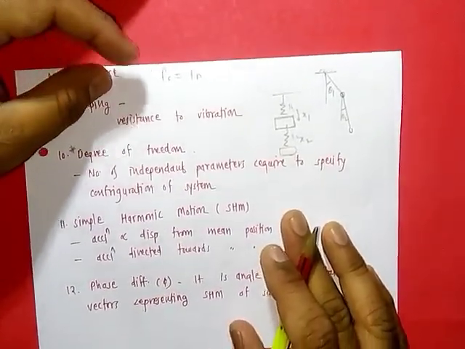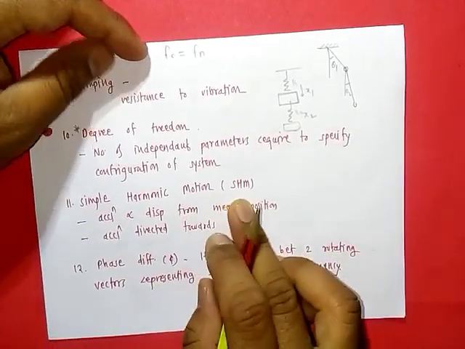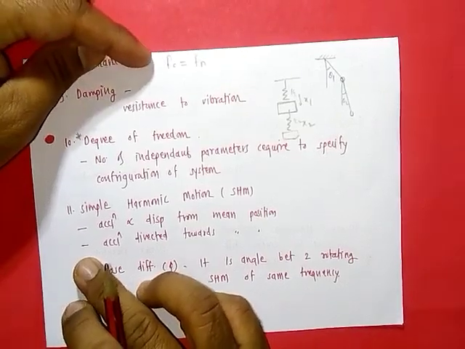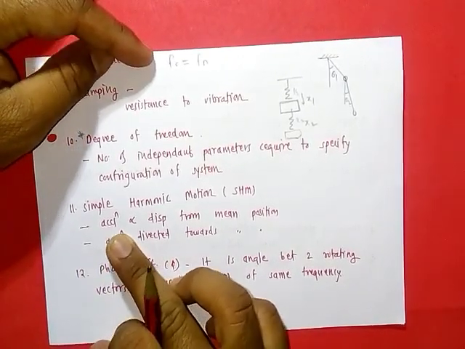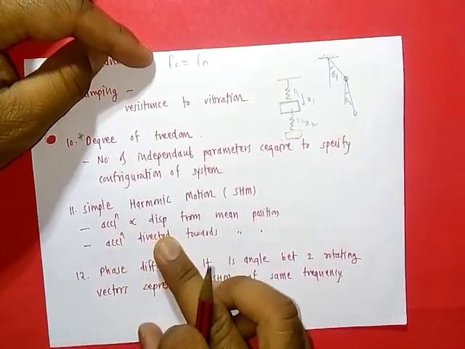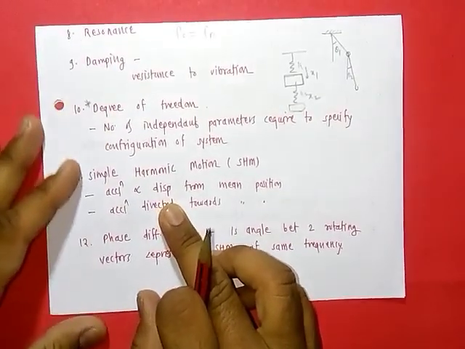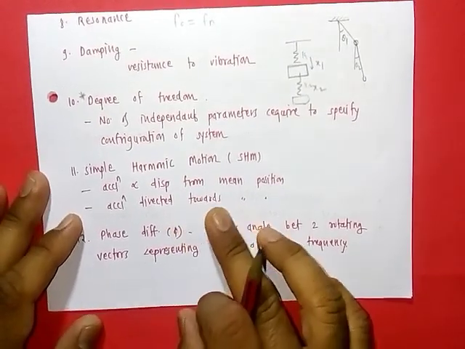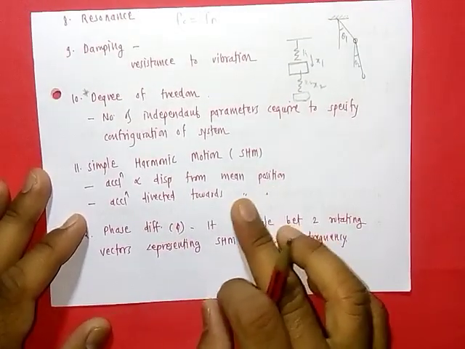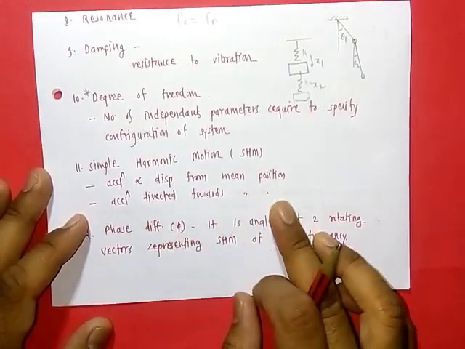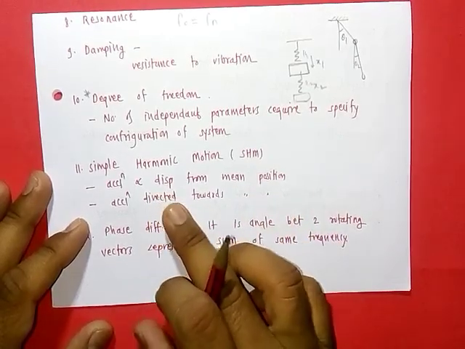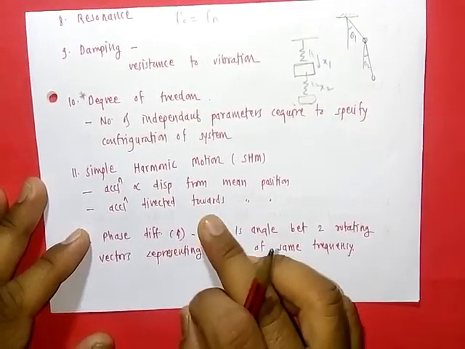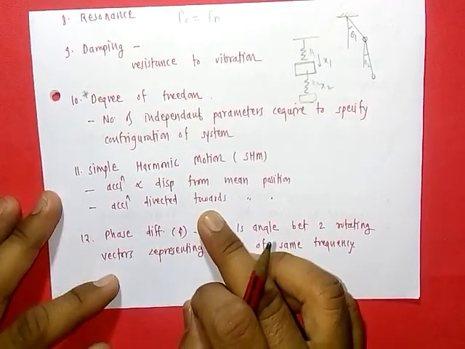Then next is simple harmonic motion. What is meant by simple harmonic motion? Simple harmonic motion is a motion in which acceleration is proportional to the displacement of the body from its mean position and is always directed towards the mean position, that is, opposite to the displacement. Then the motion is called simple harmonic motion.